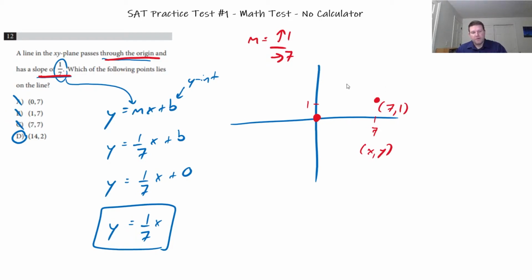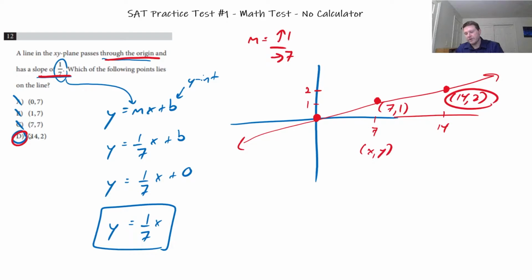But if you make another point by continuing your slope, you'd go up 1 again and then over 7 to the right, so you'd end up at 14 now. My graph isn't big enough, but make your line. And then this is 14, 2, which is this point. So that's the other way to do this, but again, I definitely recommend the algebraic approach just because it'll get you through even the hardest types of problems involving lines and slope-intercept form on this test. So hopefully that makes sense.